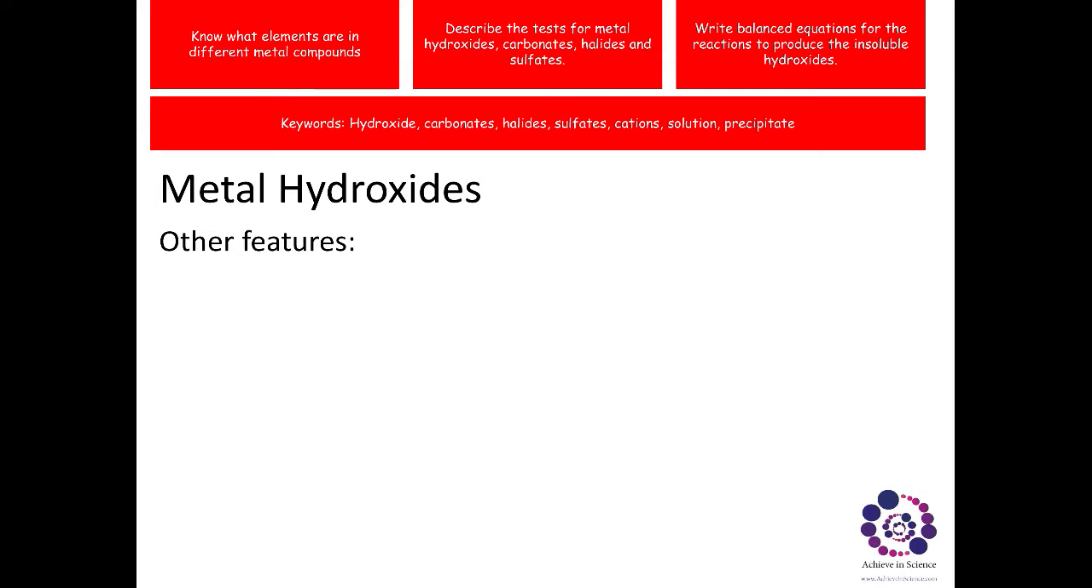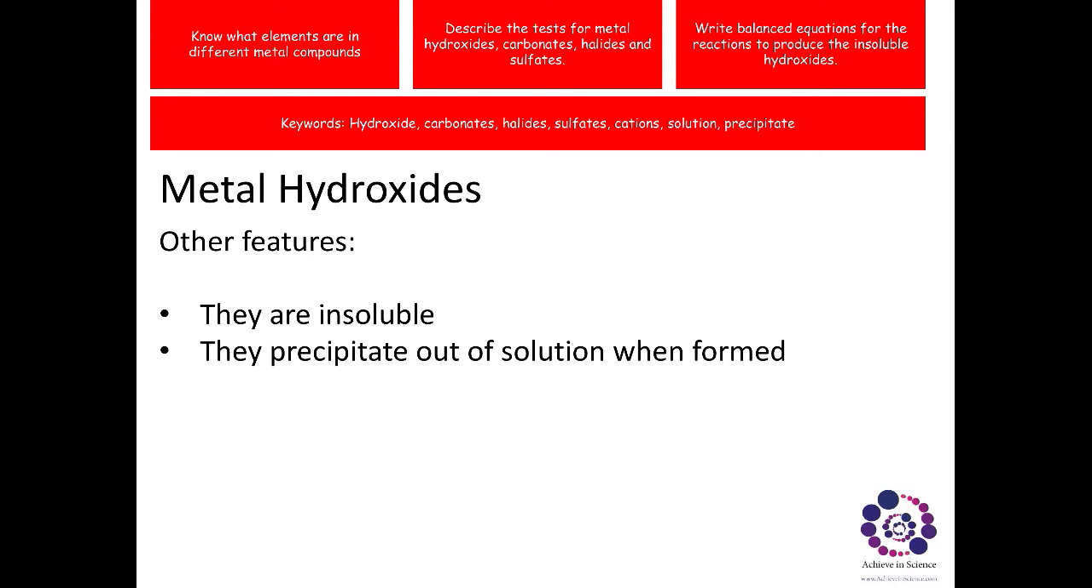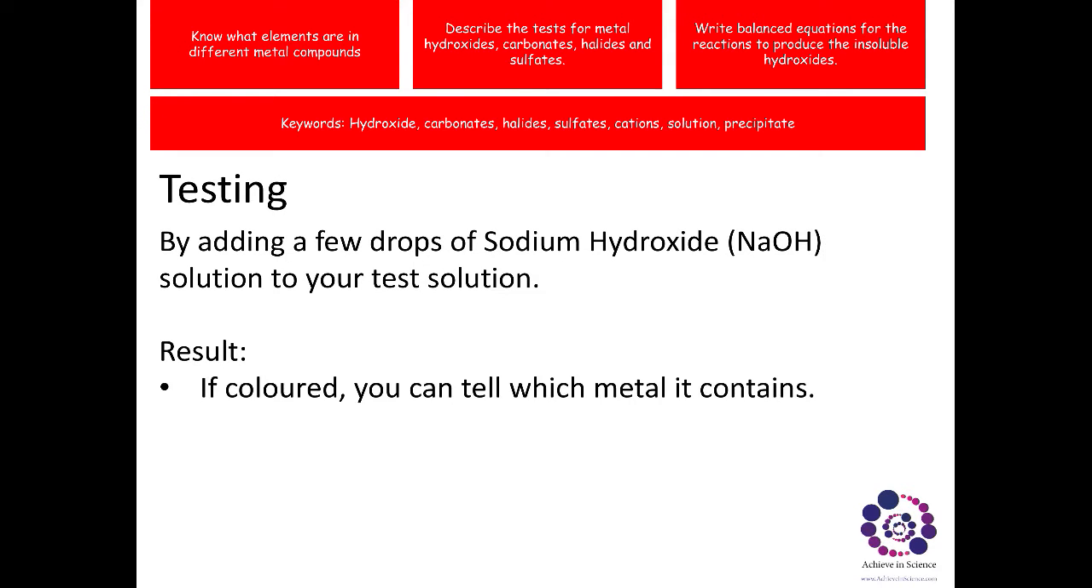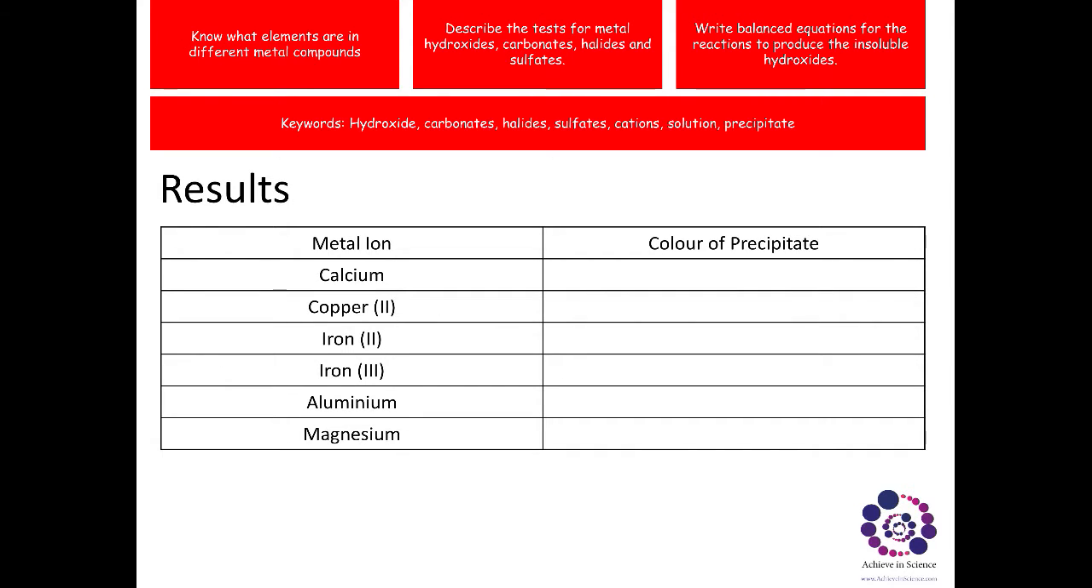Metal hydroxides also have other features. They are insoluble. They precipitate out of solution when formed, and some of them are coloured. Let's look at the testing. By adding a few drops of sodium hydroxide solution, you can test what metal it contains. The result, if it is coloured, then you may be able to tell what metal it contains. Let's have a look at some of the results.